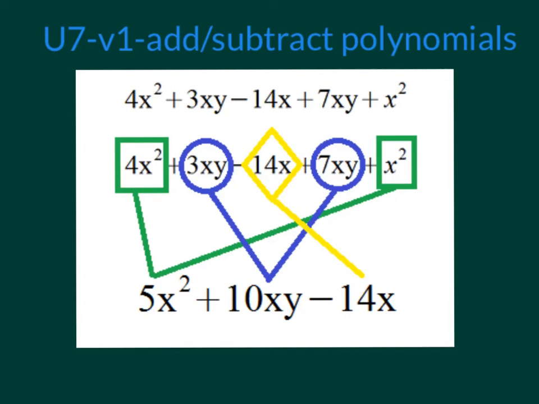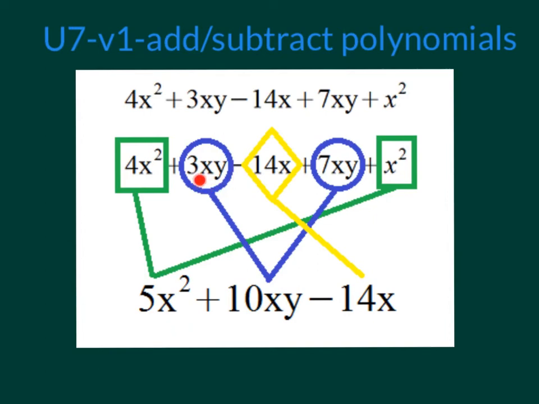This is our first video in Unit 7 on adding and subtracting polynomials. If you look at our diagram here, we have one polynomial. Actually, it's just a set of like terms. And if we want to add these terms together, we have to look for the like terms. So looking at 4x squared and x squared, you see how they both have an exponent of 2. That's why they come together to make 5x squared.